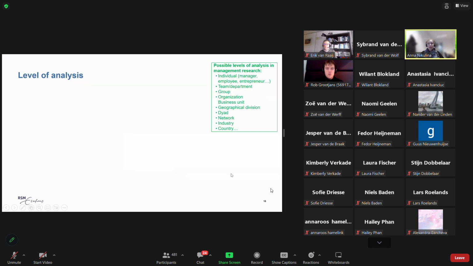So, level of analysis, another thing that I want to stress in the case studies. Level of analysis means at which level the study looks at research. Yeah, so your research objective or question, what it actually wants to study. And these are possible levels of analysis in management research. We probably can extend the list.